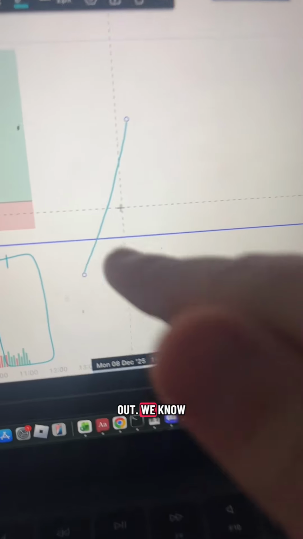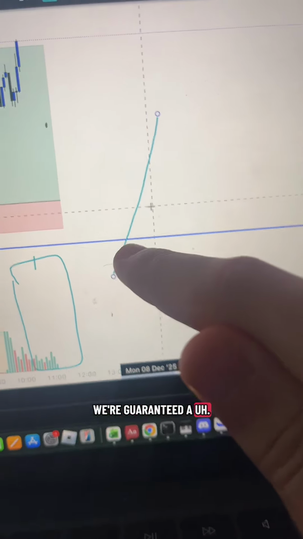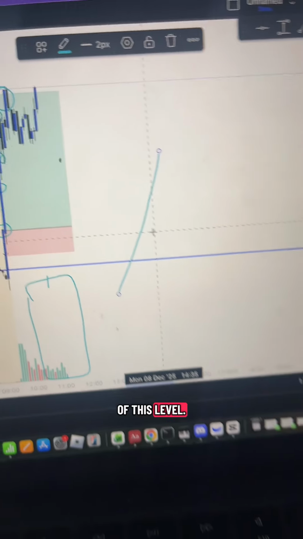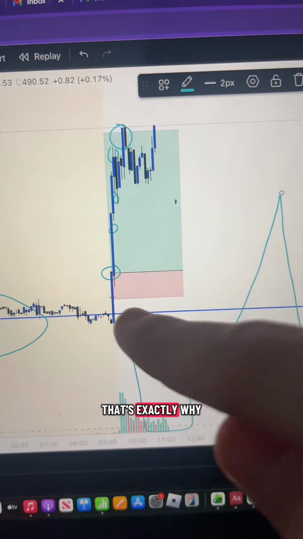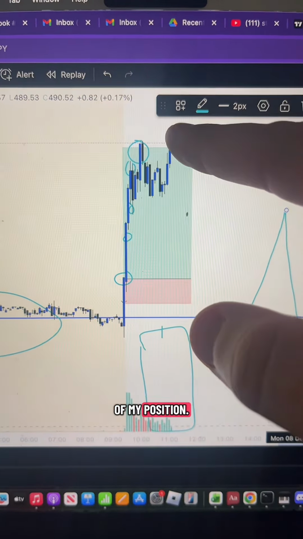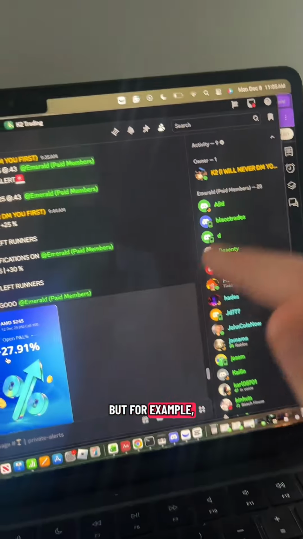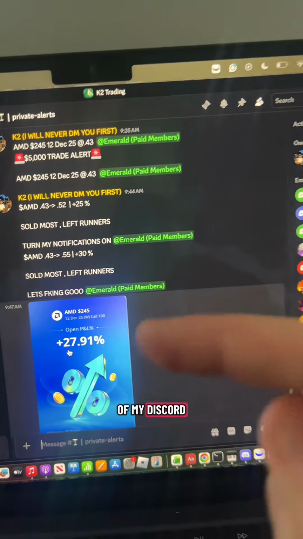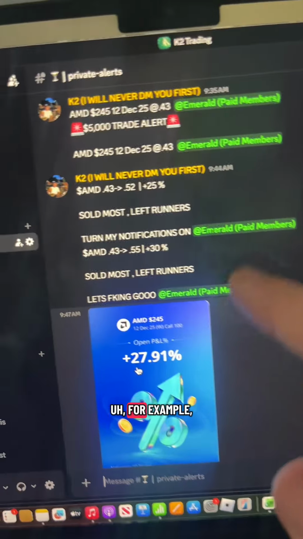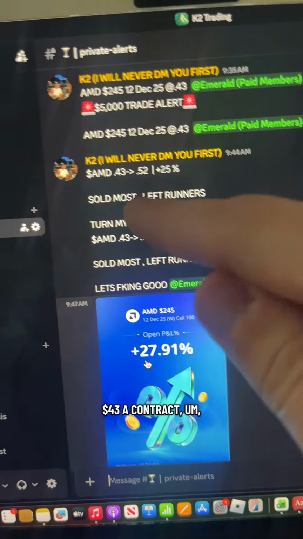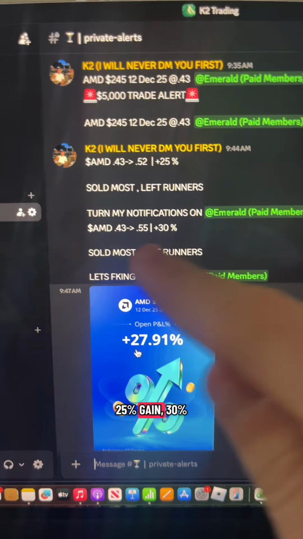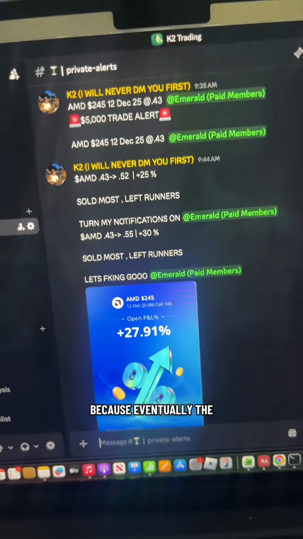So we'll break out. We know we're guaranteed an explosive move when we break out of this level, but we don't know how long it's going to keep on going up before it fakes out. So that's exactly why I scale out of my position. And it could be a 200% gain. It could be a 30% gain like this. But for example, I call the trades out inside of my Discord completely for free. For example, if we get into AMD, which is $43 a contract, and you start scaling out, 25% gain, 30% gain, because eventually the stock is going to fake out.